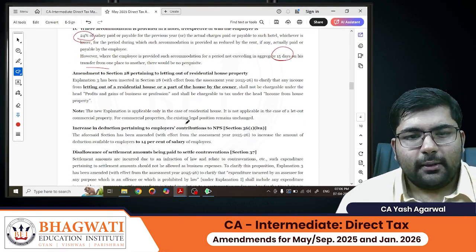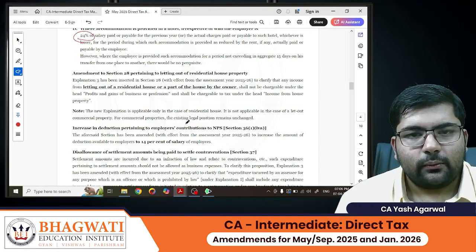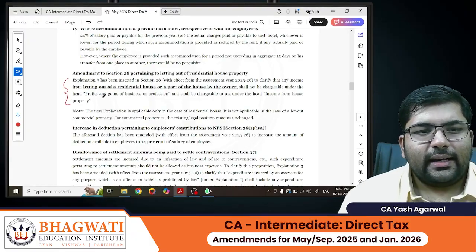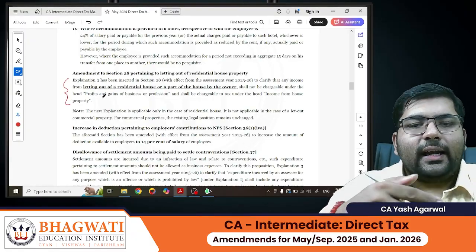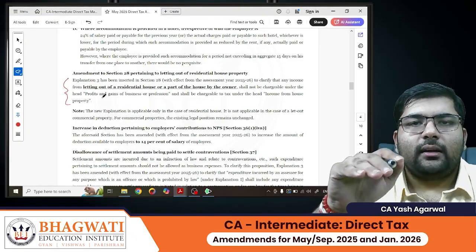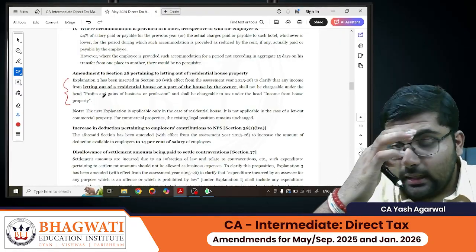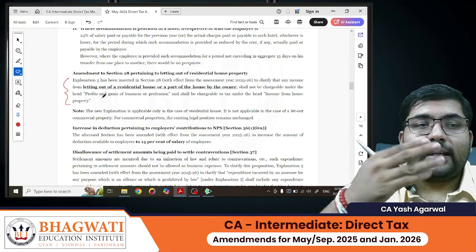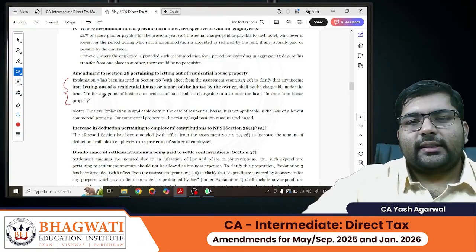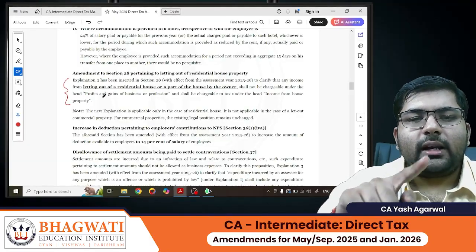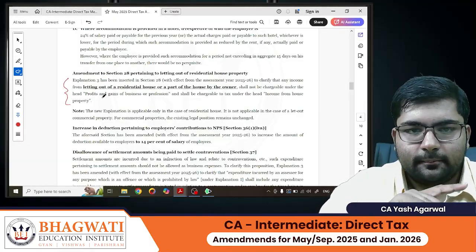Next, we move to PGBP. We have about three or four amendments to address in PGBP. This first one tells you that the renting out, letting out of residential house property will always and always stay under income from house property only. So now, even if an assessee is engaged in the business of letting out of residential house properties, the income from such house property will be taxable under the head income from house property.